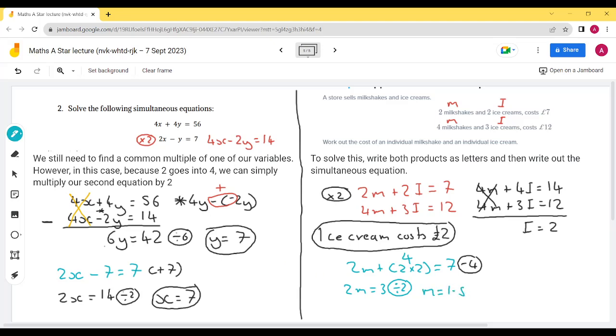Or if we're going to write it out in the names of the question, we can say milkshake costs £1.50, because 1.5 is £1.50. So that's your final answer. Ice cream costs £2, milkshake costs £1.50. So it's using what you understand about simultaneous equations and applying them in order to solve a problem.